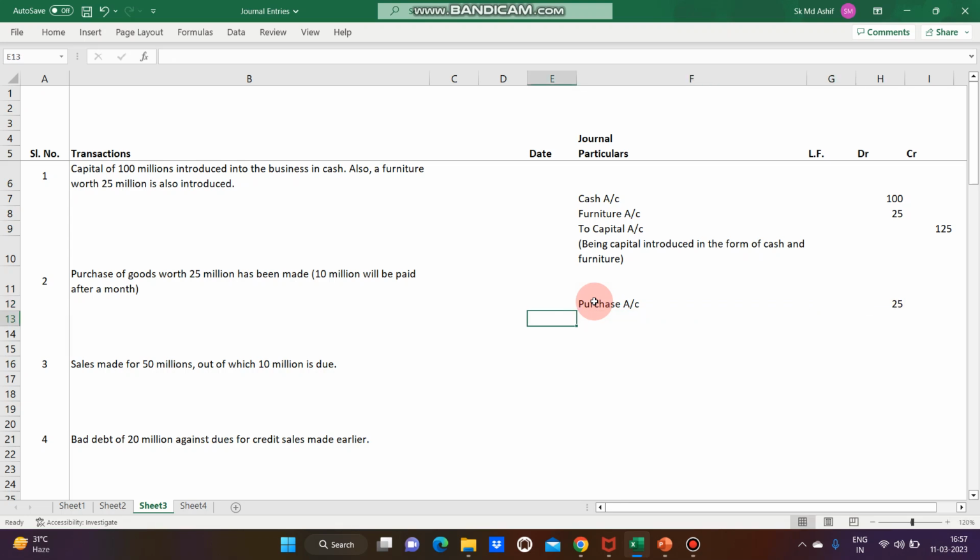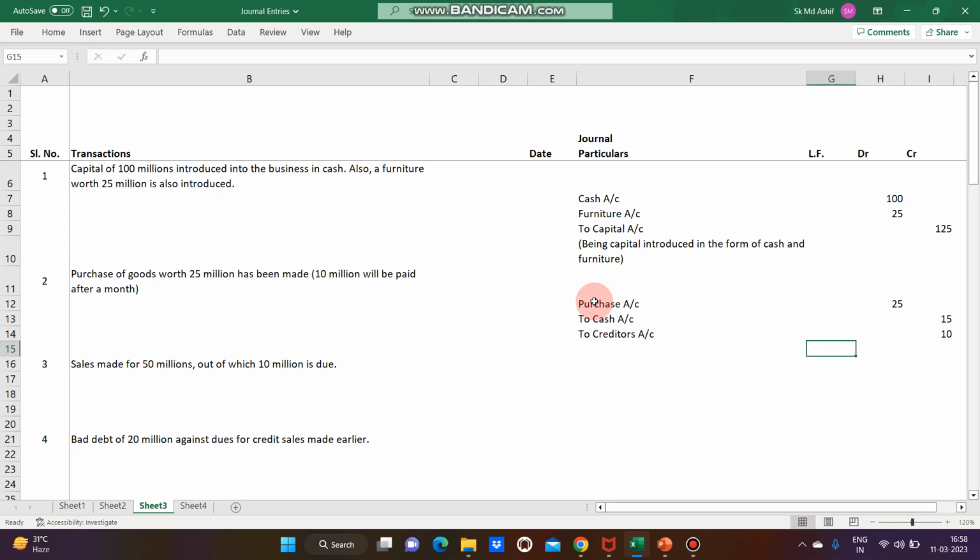and what are you paying for the purchase? You're paying 15 million in cash. So cash will be credited. Also 10 million is due. So there's an increase in liability. So we'll have to credit the liability as there's an increase in liability. Accounts payable is generally used for creditors. So instead of accounts payable, we can also write it as creditors.